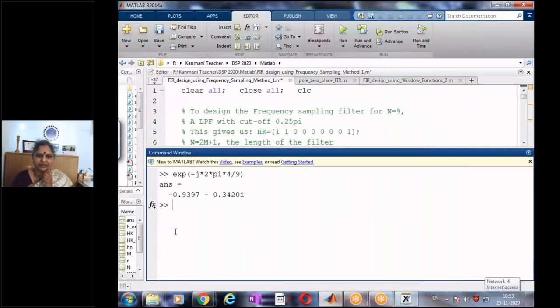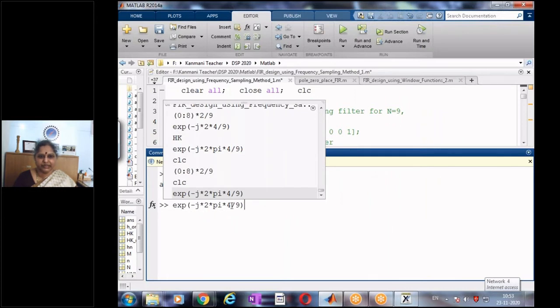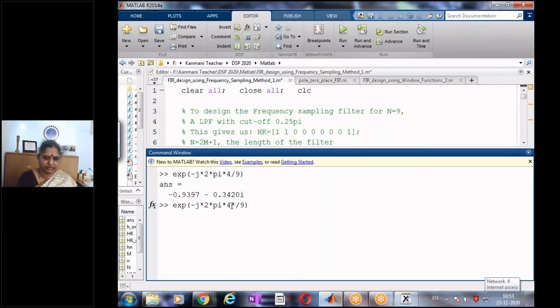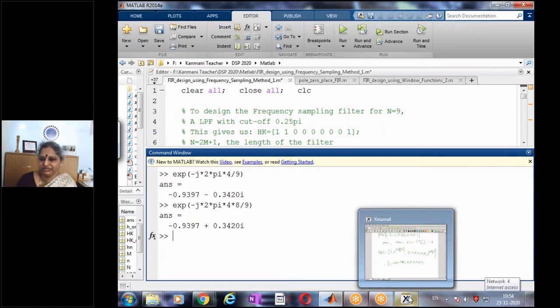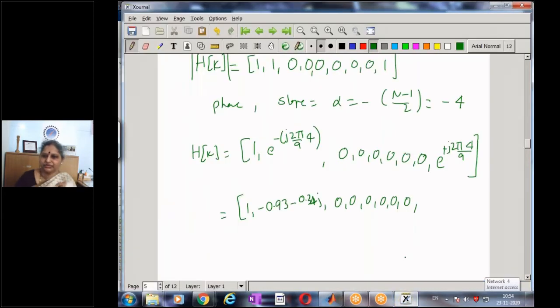The math is the 9th term, but n minus 1, so I can also have it as into 8. Into 8, and we have a complex conjugate. So whether I put it as the complex conjugate or simply put 8, I get the complex conjugate of the earlier result. So both ways give me the same result. So the last value I have is minus 0.93 plus 0.34 j.